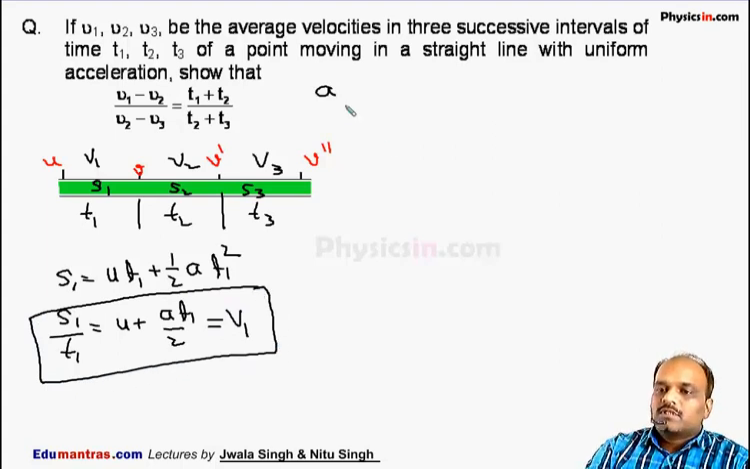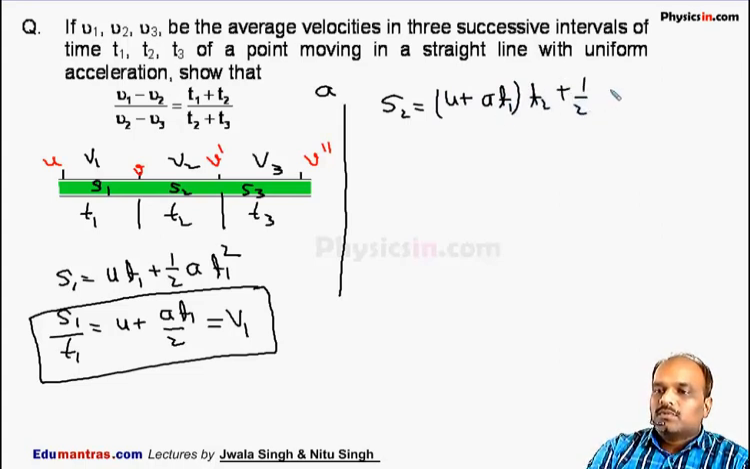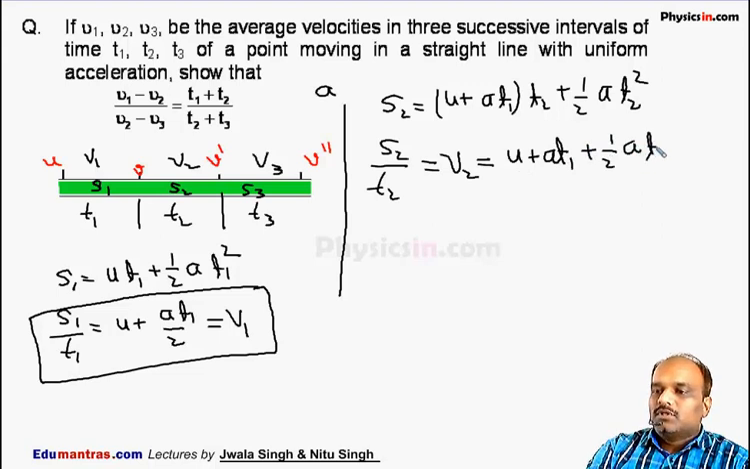Similarly, for the second interval, S2 is equal to U plus A T1, which is the speed at the start of this interval, into T2 plus 1 by 2 A into T2 square. So S2 divided by T2 is equal to V2, the average speed for the second interval, which is equal to U plus A T1 plus half A T2. This is our second expression.